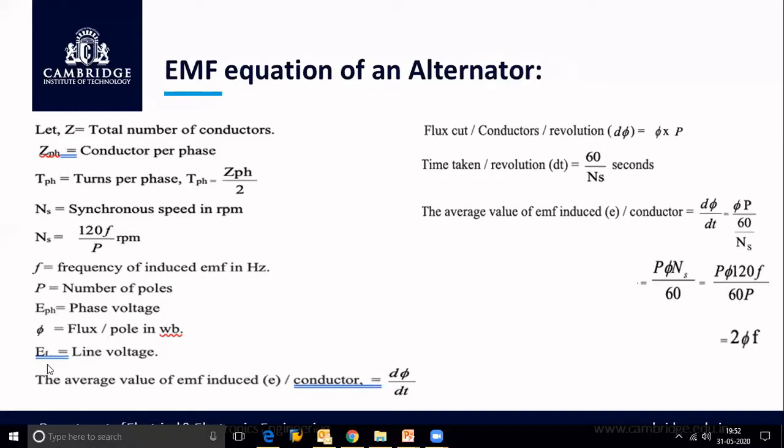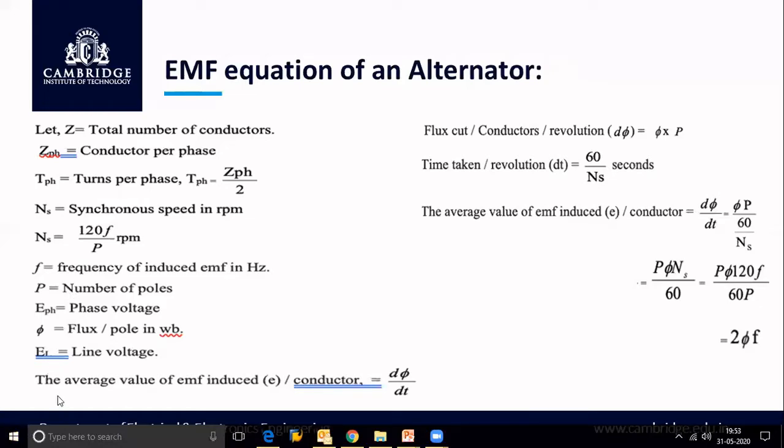Because we are considering a three-phase synchronous generator, we will be discussing both phase voltage and line voltage. So when we are doing the derivation of this EMF equation, we are going to first find the expression for the EMF induced in each phase, that is E phase. After that, we will consider whether the alternator is star connected or delta connected, then we will find out the value of its line voltage. Now let us start the derivation.